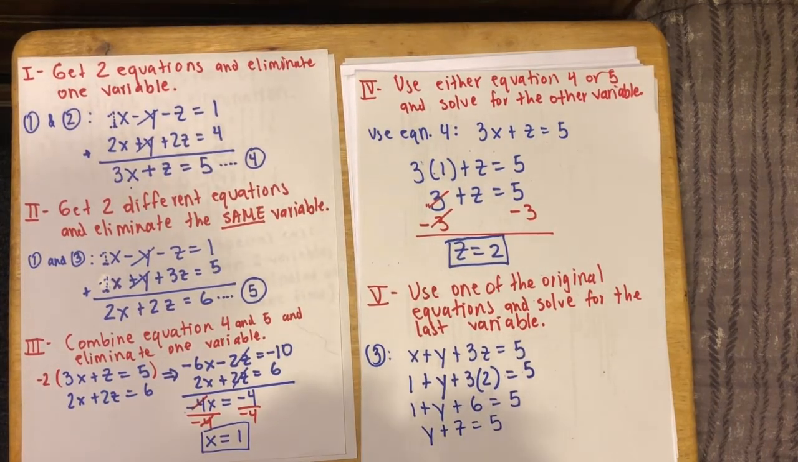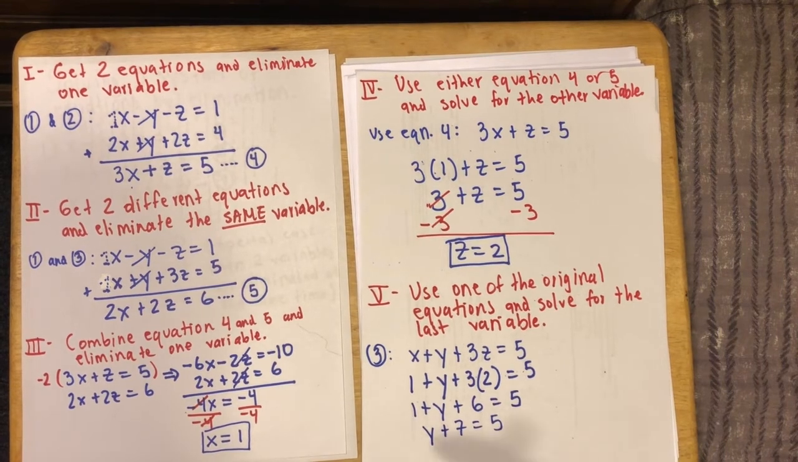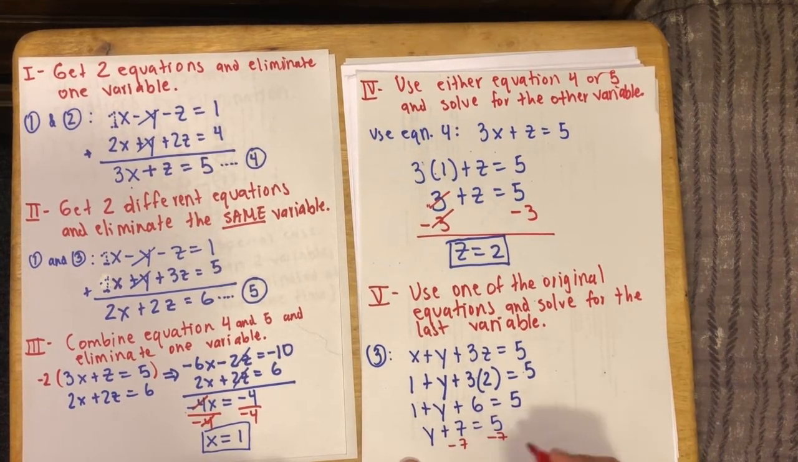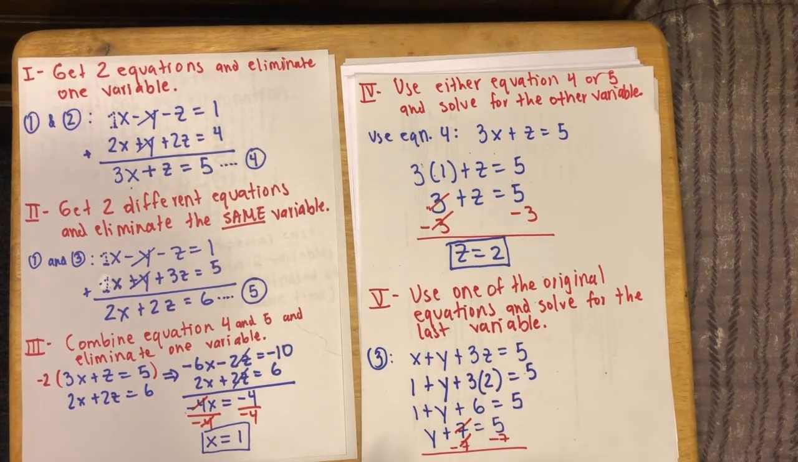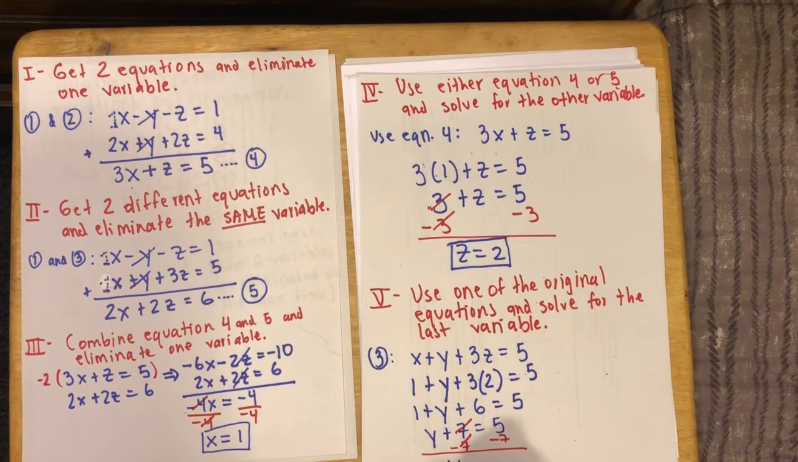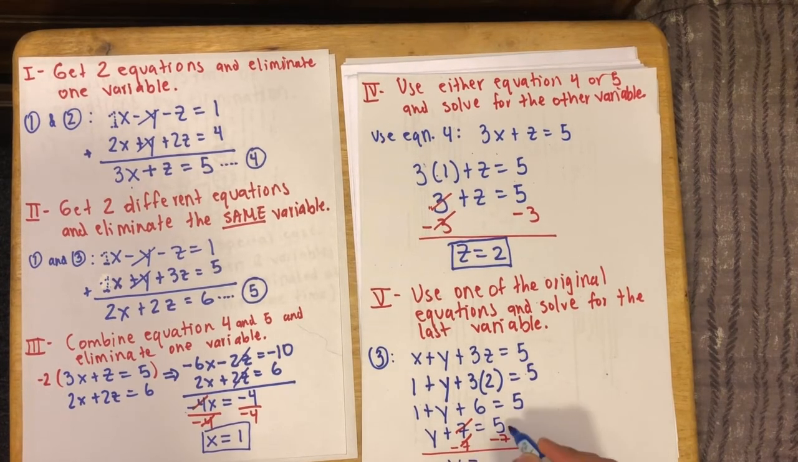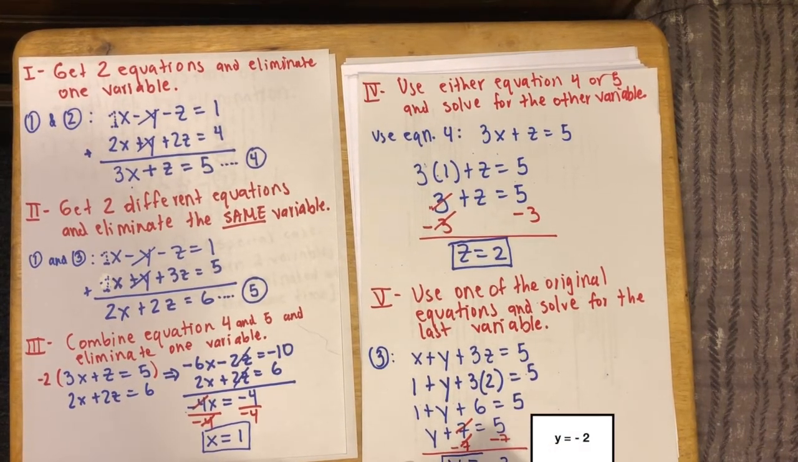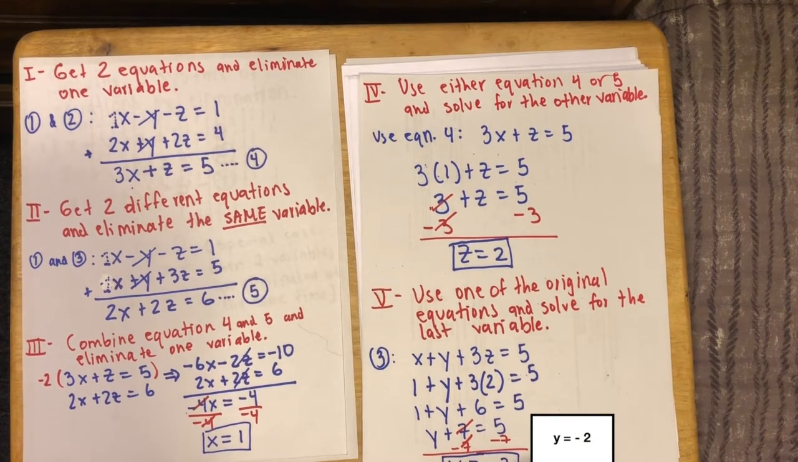Solving for y, I need to move the 7 to the other side. It's adding 7, so the opposite is subtract. So this positive 7 and the negative 7 cancel. And I'm left with y equals 5 minus 7. One positive, one negative, subtract, and keep the sign of the higher number, so that will give me minus 2. So y equals negative 2.